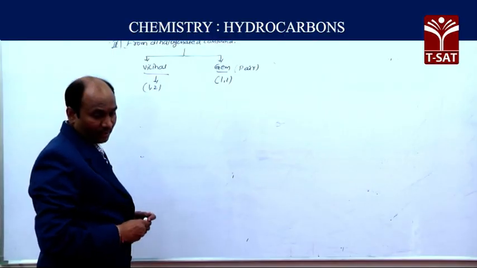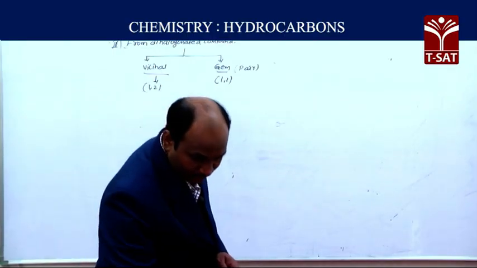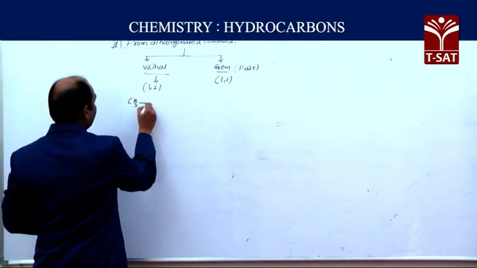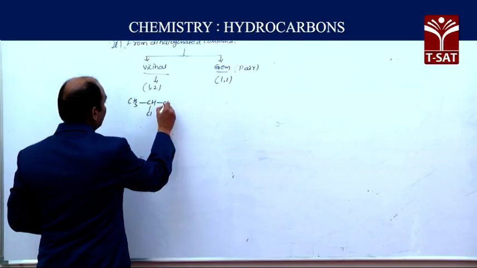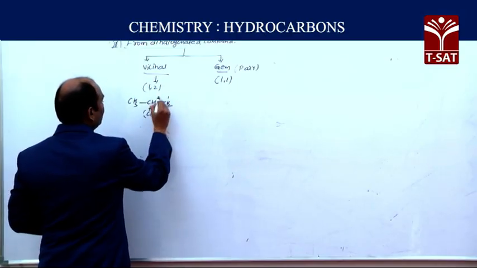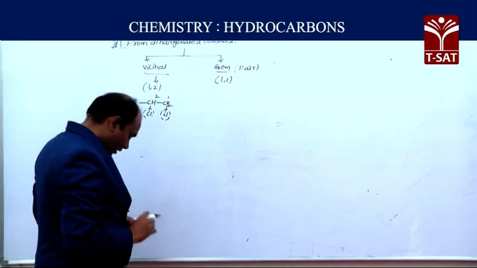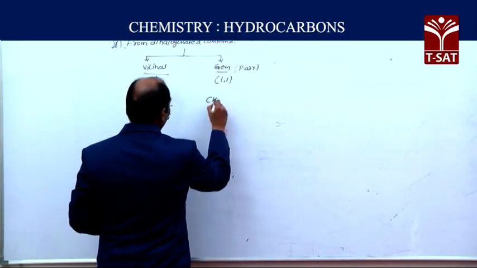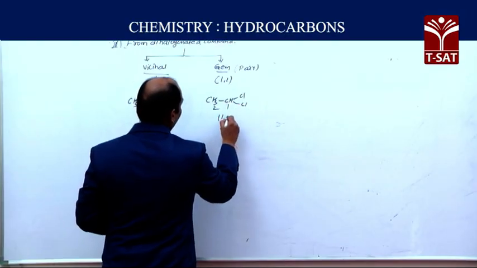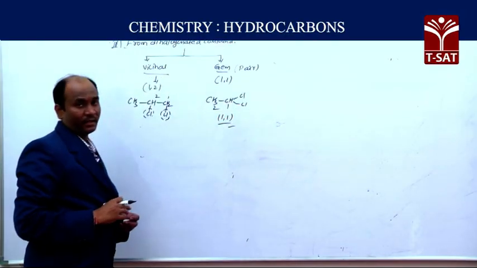This is vicinal dihalides. So in vicinal dihalides and geminal dihalides, for example, this is CH3 CHCl CH2Cl. Here two halogen atoms are present at adjacent carbon atoms, 1,2, therefore this is vicinal. Geminal means two halogen atoms are present at the same carbon atom, nothing but 1,1. This is a geminal dihalide.